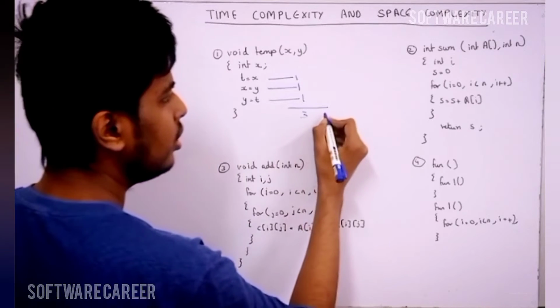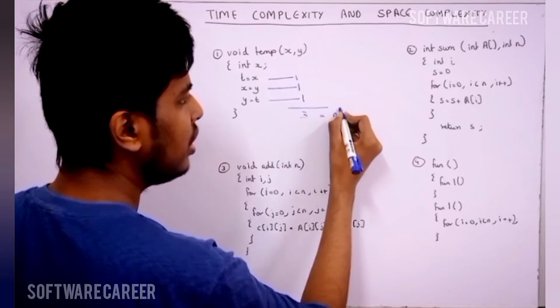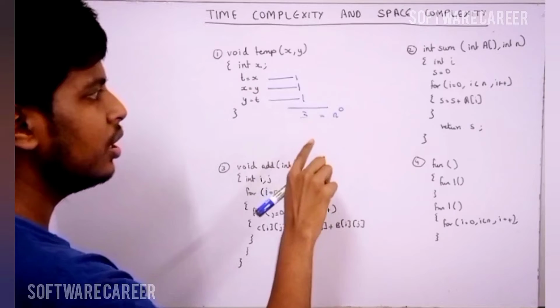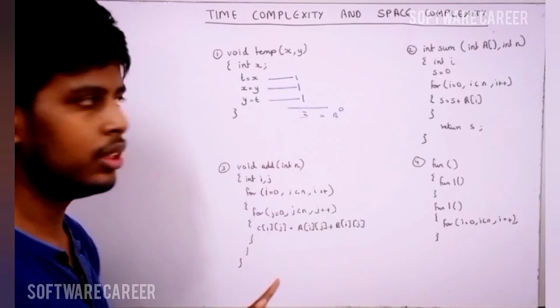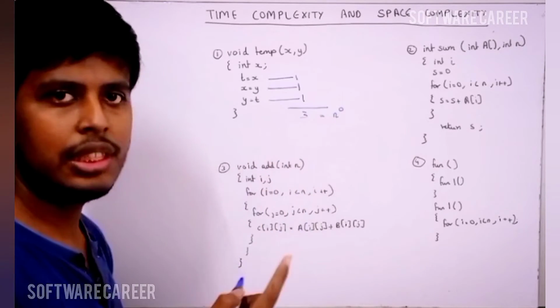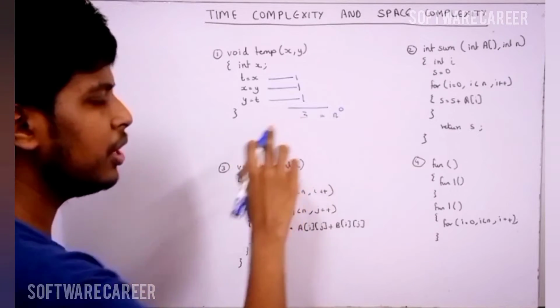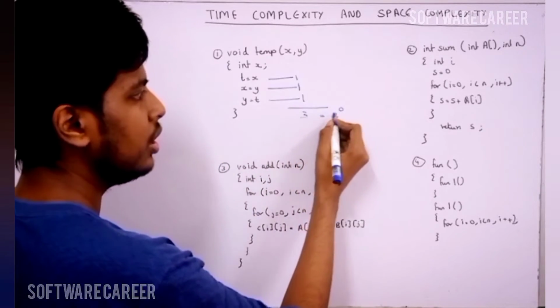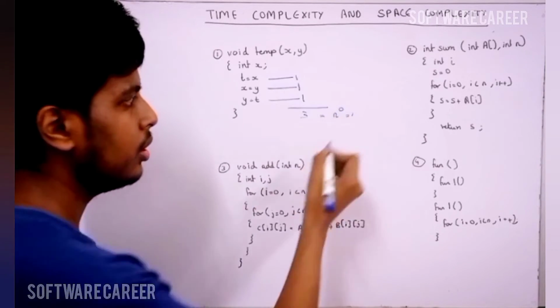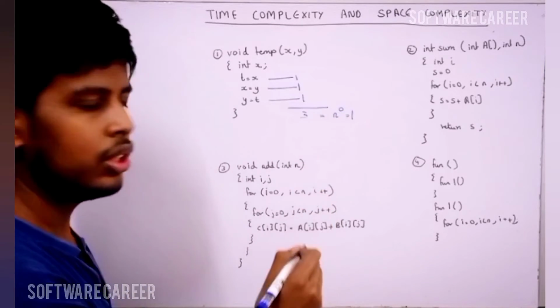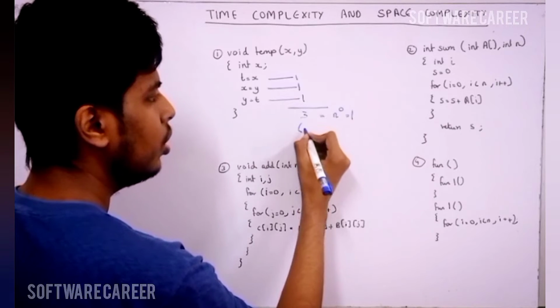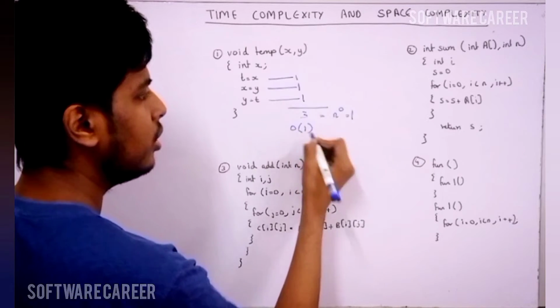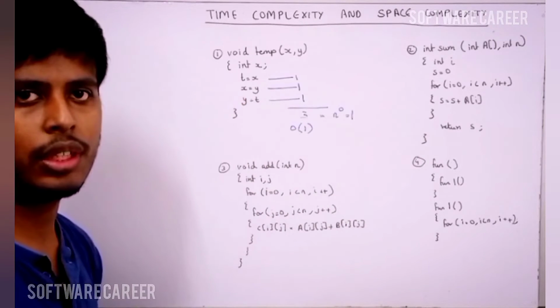What is 3? 3 is n power 0, because 3 means it's constant. Constant means it's single time. It does not depend on the size of the array, that is n. So it's constant. n power 0 is also constant, that is, 1 is constant. So I am writing O of 1. The time complexity for this is O of 1.